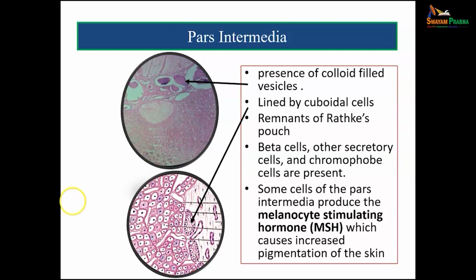Pars intermedia features the presence of colloid-filled vesicles which are lined by cuboidal cells. These vesicles are considered as remnants of Rathke's pouch. Apart from the vesicles, there are basophil cells, other secretory cells and chromophobe cells present. Some cells in the pars intermedia produce melanocyte stimulating hormone, which causes increased pigmentation of the skin.